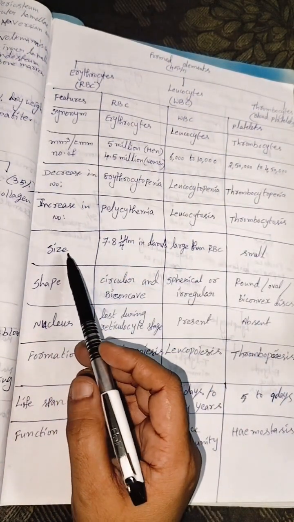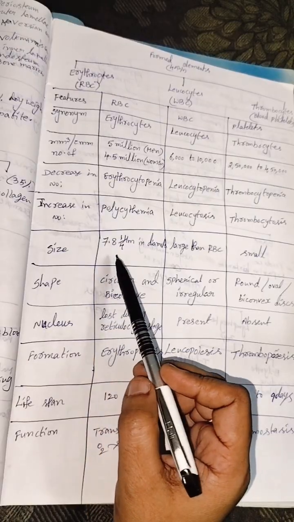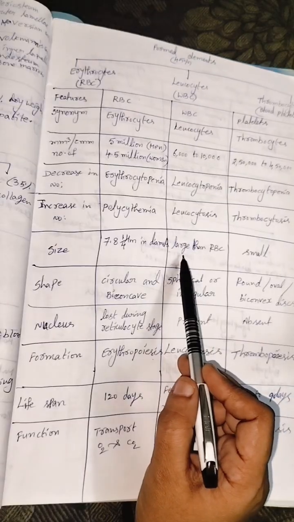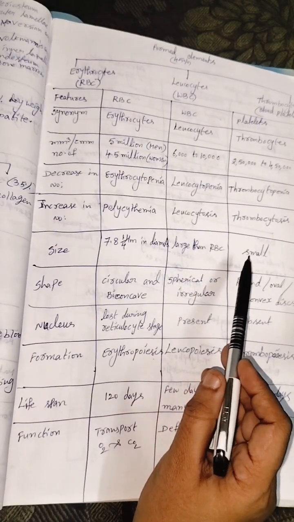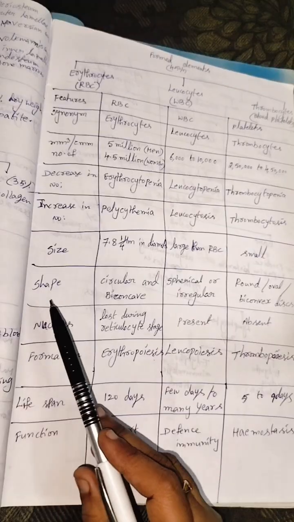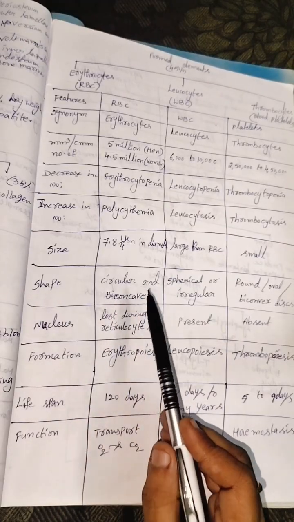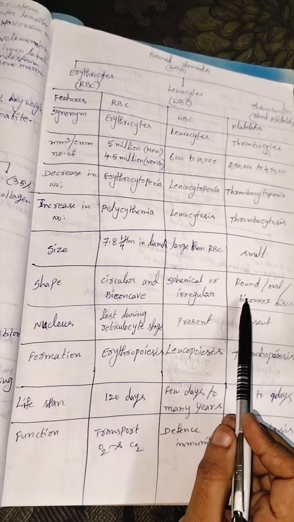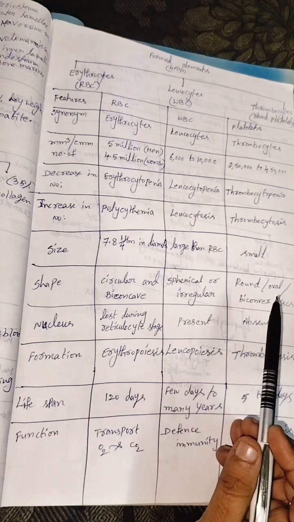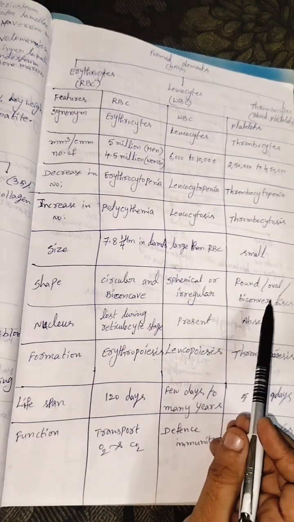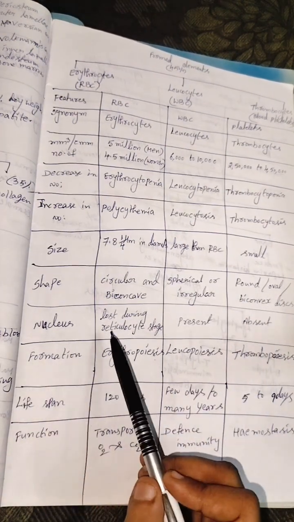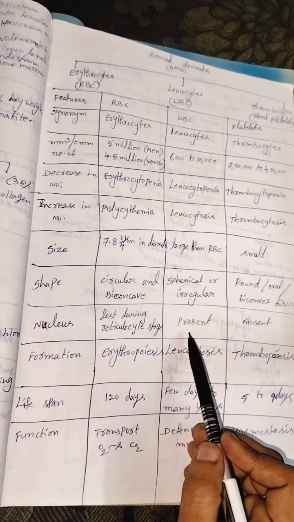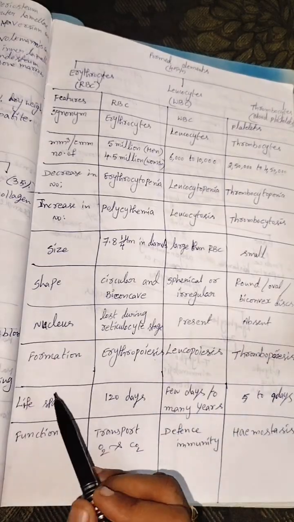Size. What is the size of the cells? RBC is 7 to 8 micrometers in diameter, WBC are larger than RBC, platelets are small. Shape. RBC are circular and biconcave, WBC spherical or irregular, thrombocytes or platelets are round or oval, biconvex discs. Next, nucleus. In RBC it is lost during the reticulocyte stage. In WBC the nucleus is present, in the platelets the nucleus is absent.